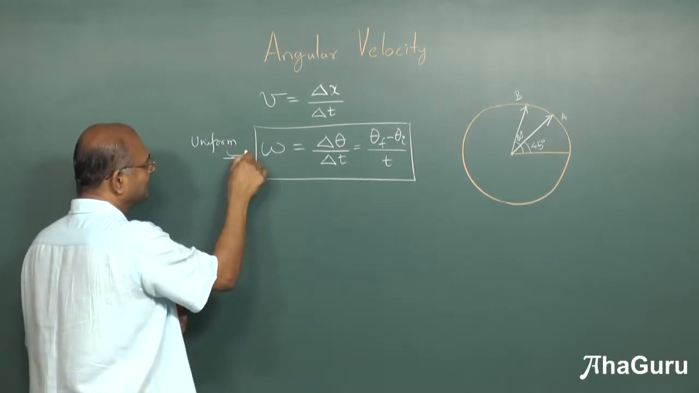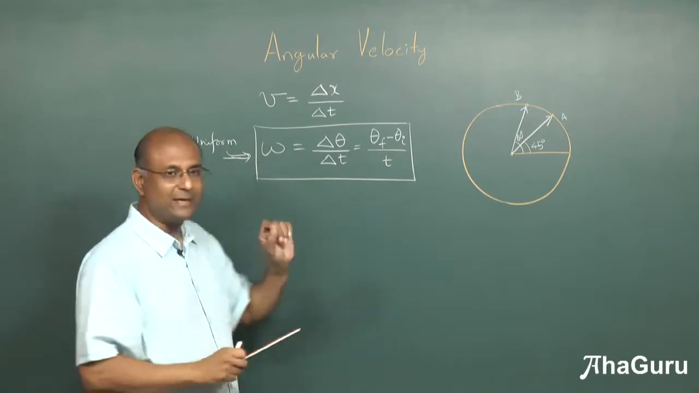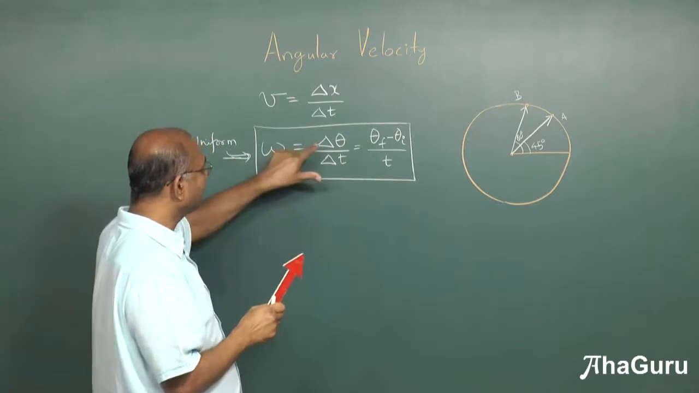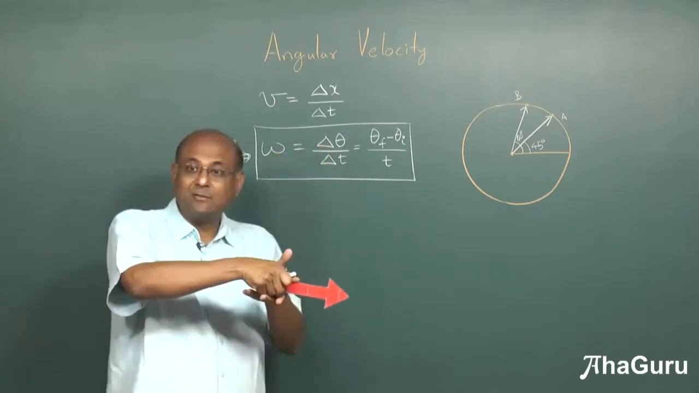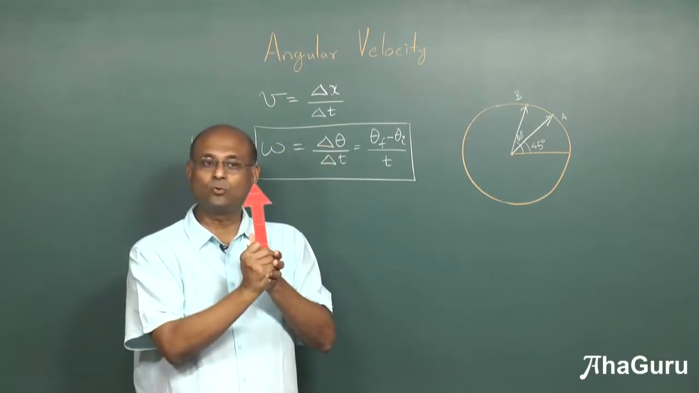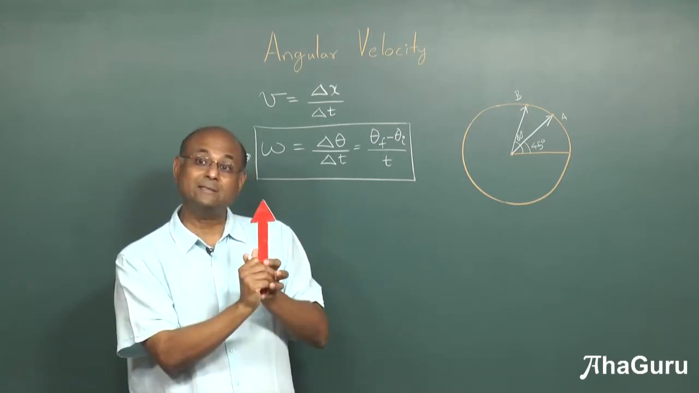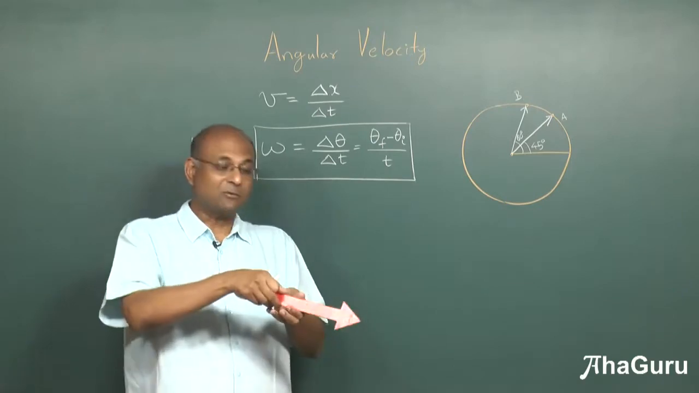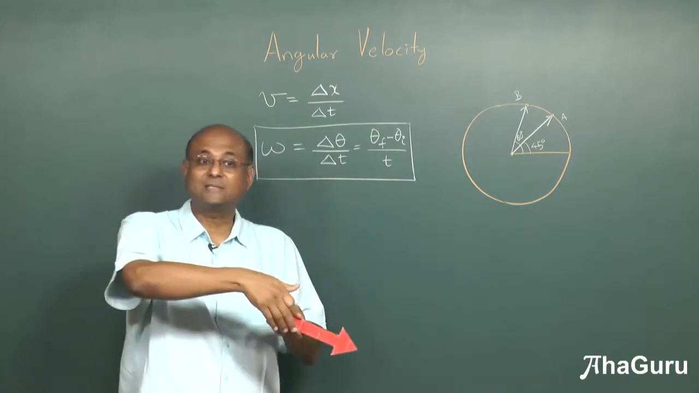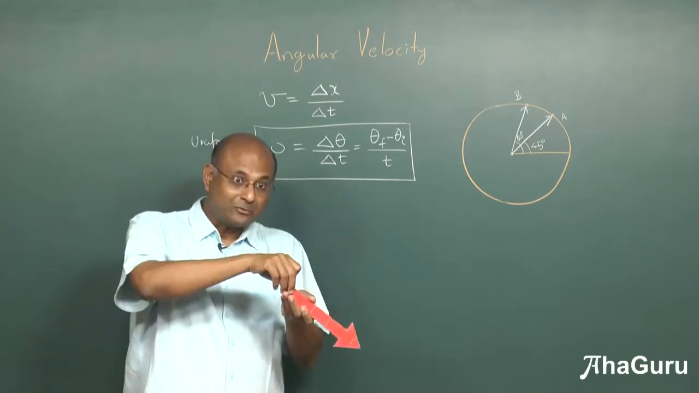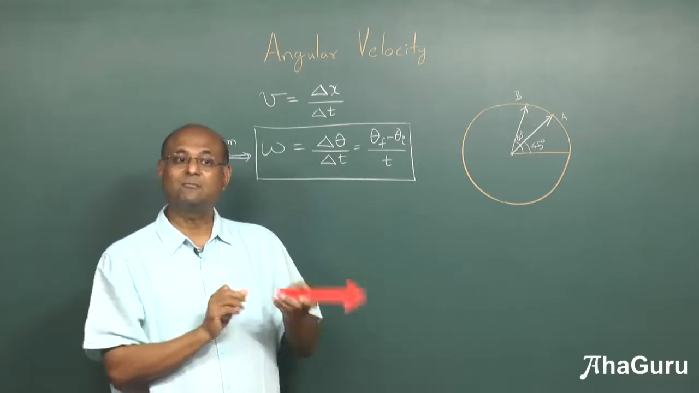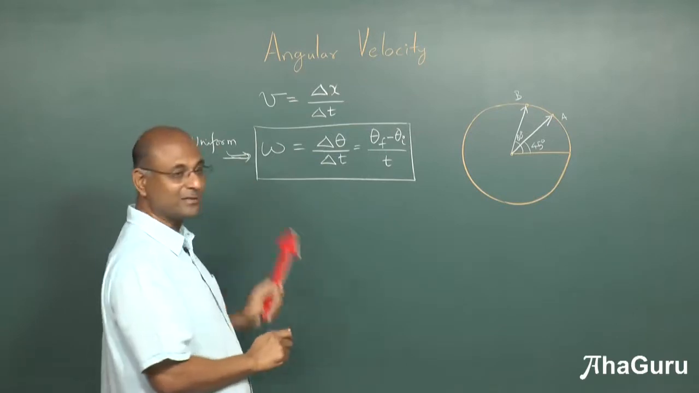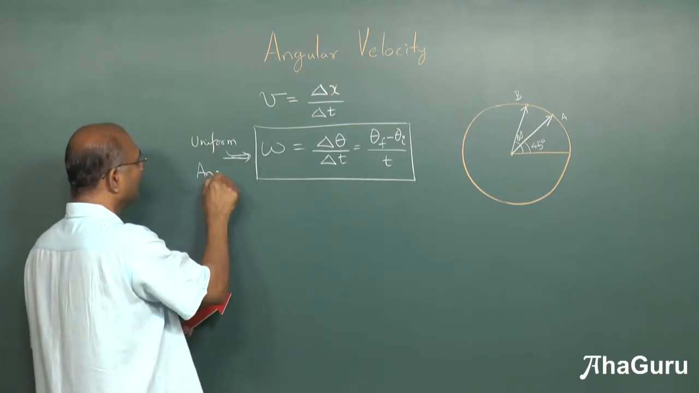Now, first let's try to understand this. What is this saying? This is saying the rate at which the angle is changing. Why am I saying rate? Because it's not just saying that there was a change of pi by 2 radians. It is saying pi by 2 radians in 2 seconds or pi by 2 radians in 10 seconds. If it was pi by 2 radians in 10 seconds, that means it was changing slowly. If it was pi by 2 radians in 2 seconds, that means it was changing fast. So this is actually measuring how quickly the angle is changing. So we call this angular velocity.